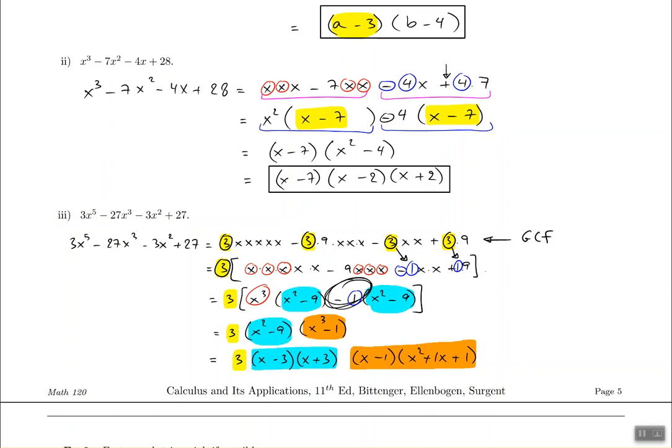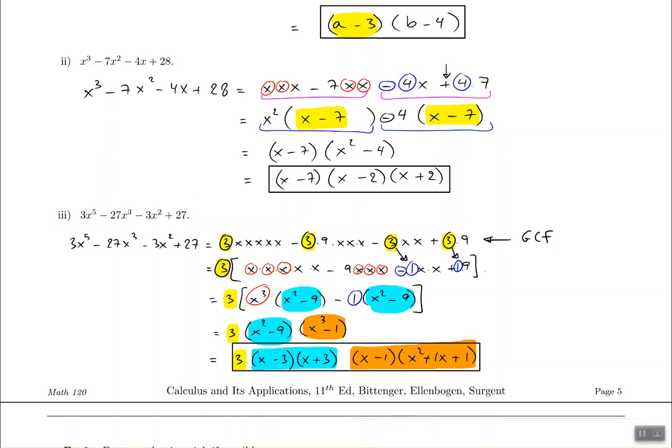So once I did that, I took a look at what's inside the bracket, and I noticed that the x squared minus 9 was repeating. So therefore, it needs to be written first. Then the x cubed and the 1 get together inside the second parentheses. Now x squared minus 9 itself is a difference of squares, so it can be broken down into x minus 3, x plus 3. And x cubed minus 1 is one of those SOAP problems. So I broke it down into x minus 1 times x squared plus 1x plus 1. And that's how the problem ends.